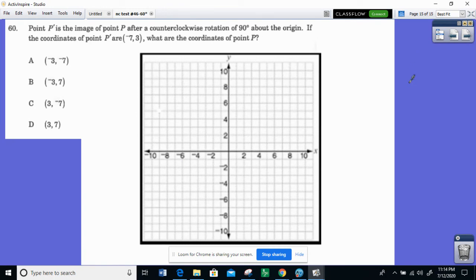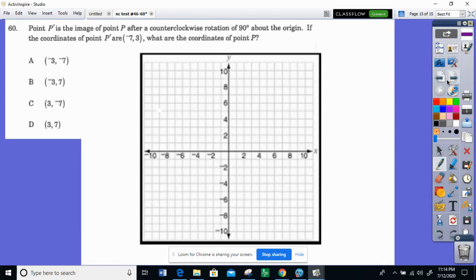All right, last problem. Point P prime is the image of point P after a counterclockwise rotation of 90 degrees about the origin. If the coordinates of point P prime are at (-7,3), what are the coordinates of P? Well, we got here after a counterclockwise rotation of 90 degrees about the origin. So if we end here after a 90-degree counterclockwise rotation, that means that we must have started here in quadrant 1.